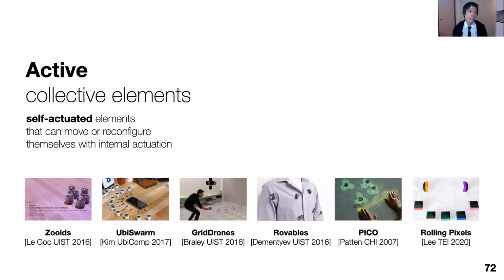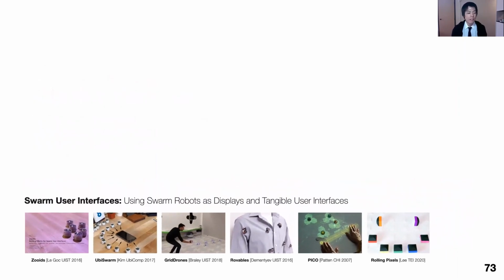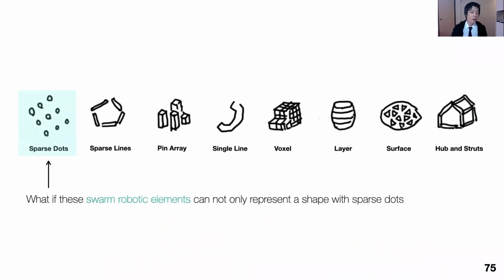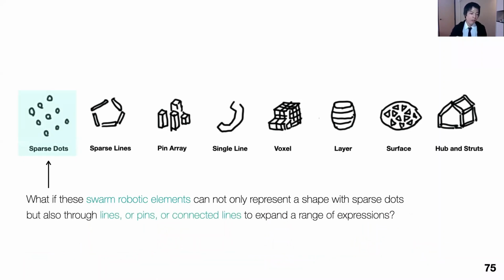Active collective elements are often used to create a shape in the HCI field, such as in swarm and grid robots. So this recent research called Swarm User Interfaces uses swarm robots as a display and tangible user interfaces. The Swarm User Interfaces mostly represent shape through spatially aligned dots, like sparse dots. But what if these swarm robotic elements could represent the shape not only with sparse dots, but also through lines, pins, or connected lines to expand the range of expression?